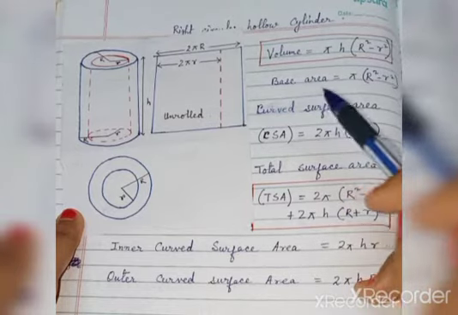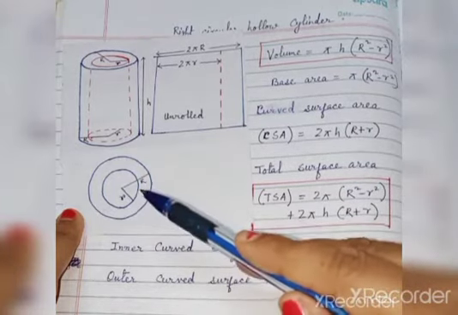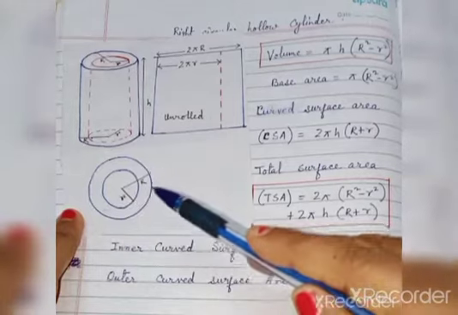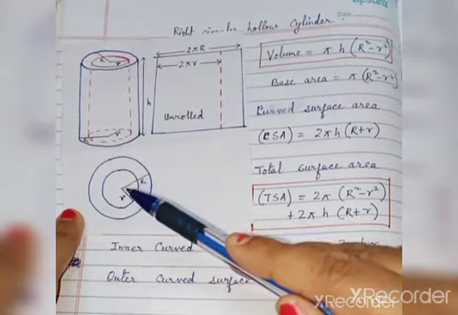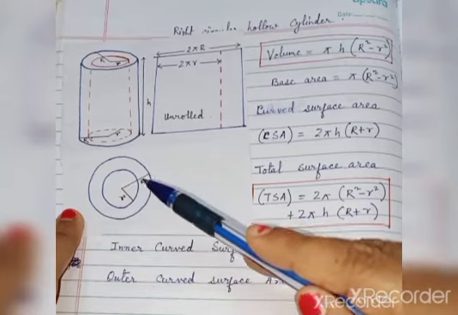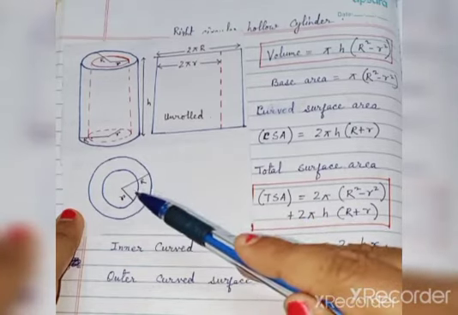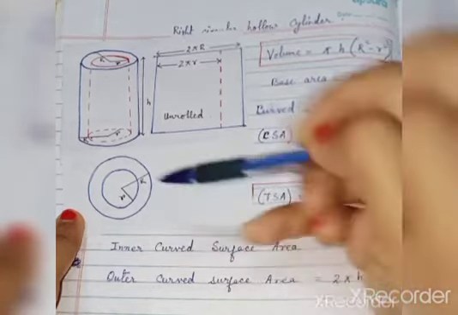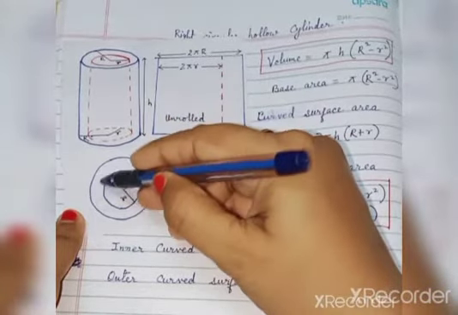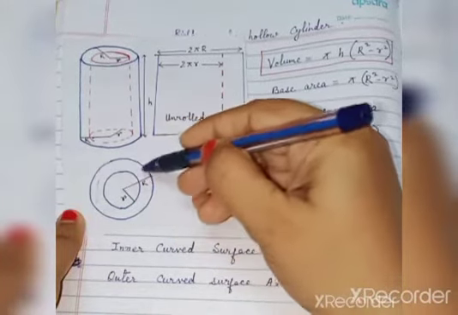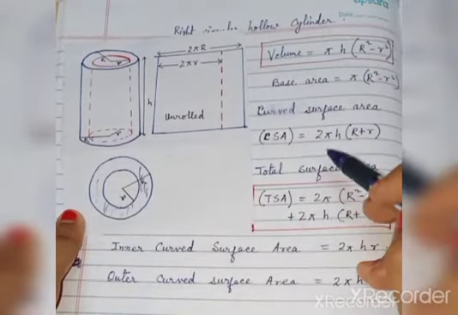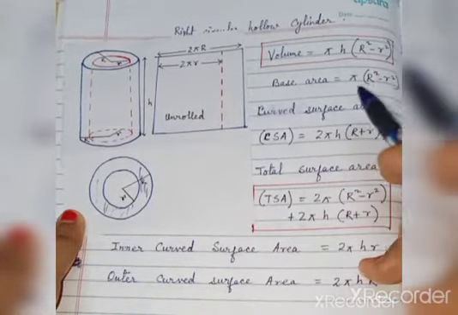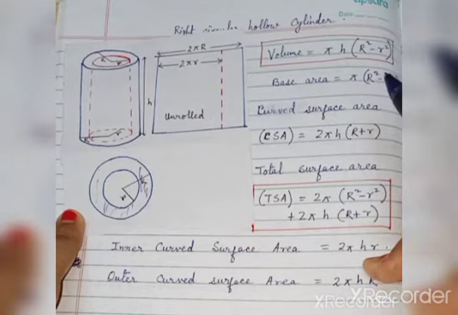And the base area you can see here, for the outer radius, this area of the circle is pi capital R square minus pi small r square. If we subtract, then we will get this portion. So the base area is pi into capital R square minus small r square.